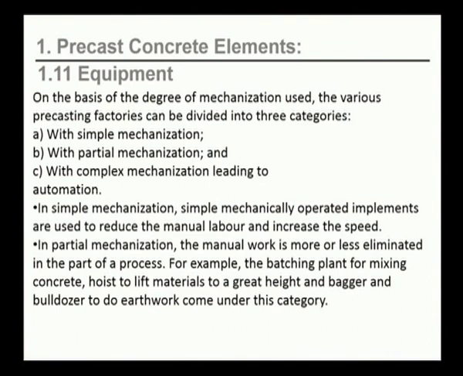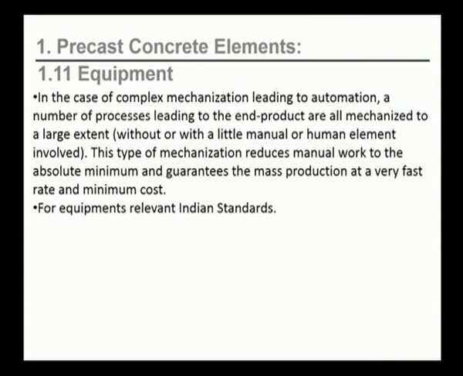For example, the batching plant for mixing concretes, hoist to lift the materials to a great height, and bagger and bulldozer to do earthwork come under this category. In the case of complex mechanization that leads to automation, a number of processes leading to end products are all mechanized to a large extent, without or with little manual or human element involved. This type of mechanization reduces manual work to the absolute minimum and guarantees mass production at very fast rate. For equipments, we have to refer relevant Indian standards for production of concrete.